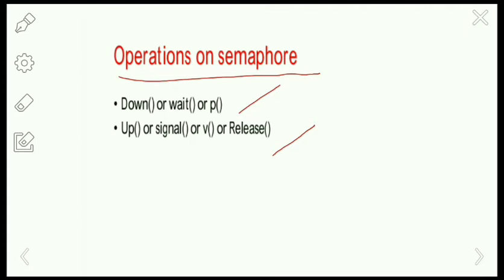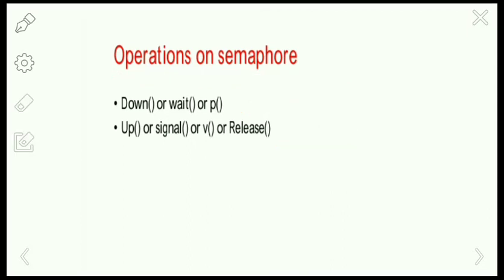So here the down is going to perform a decrement operation. It is going to decrement the value by 1, and up is going to perform the increment of the value by 1. So down means decrement operation and up means increment operation. These are the two types of operations on the semaphore.